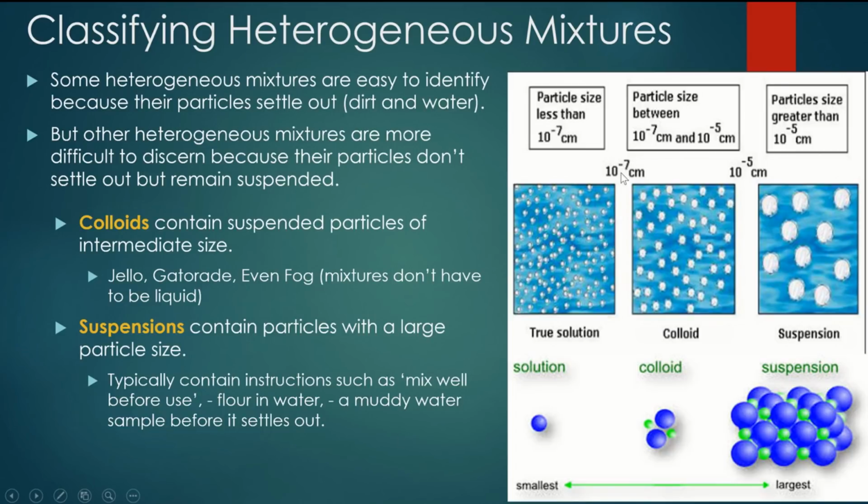Long story short, don't memorize the numbers. I've got them up here because, yes, chemists do like to be exact, but I'm never going to give you a particle and give you its size and say, based on its size, what type of mixture do you have? Don't worry about these numbers. They're just to show that solutions are the smallest, colloids are the intermediate size, and suspensions are the largest sized particles.